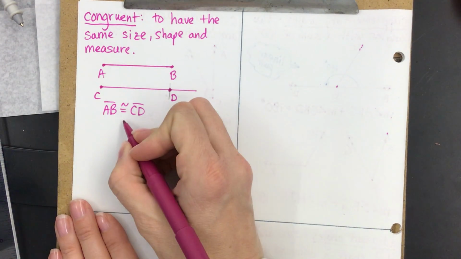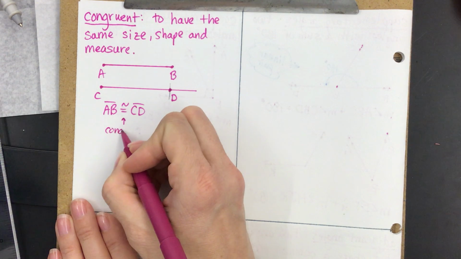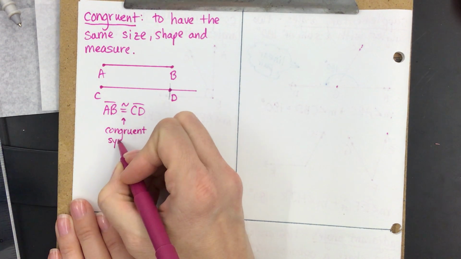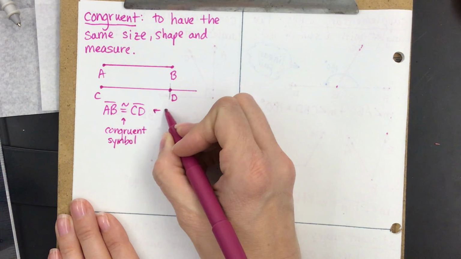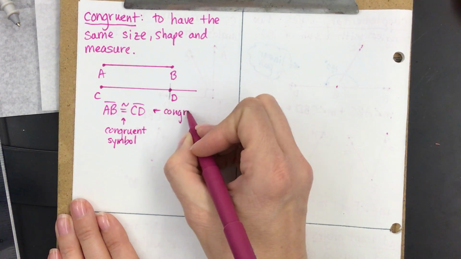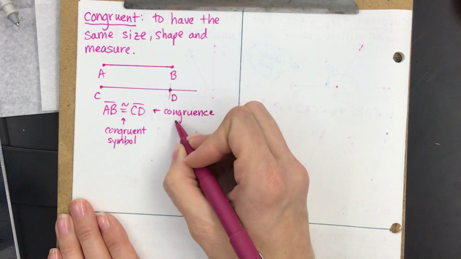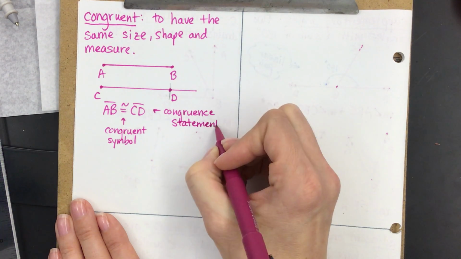Now, this right here is considered a congruent symbol. And this would be considered a congruent statement. Congruence statement. Okay.